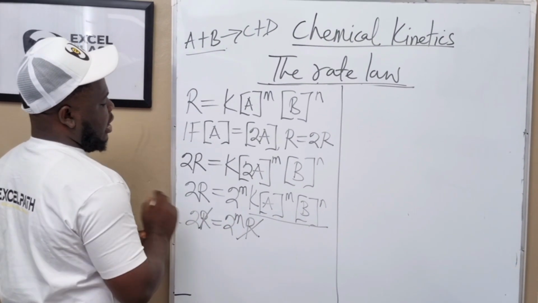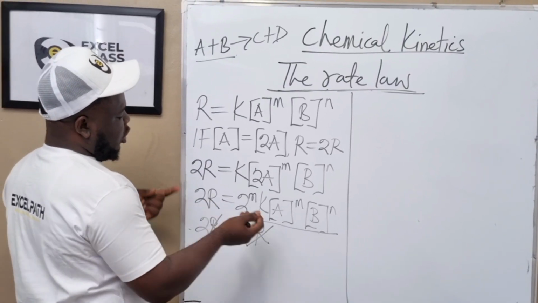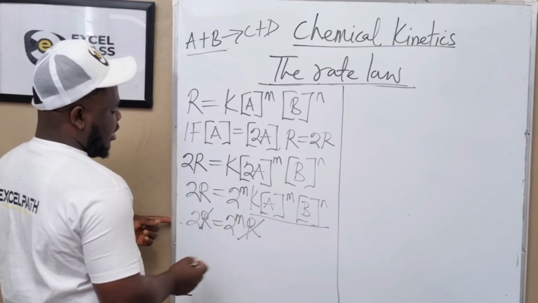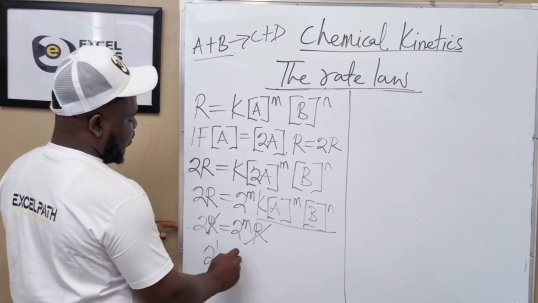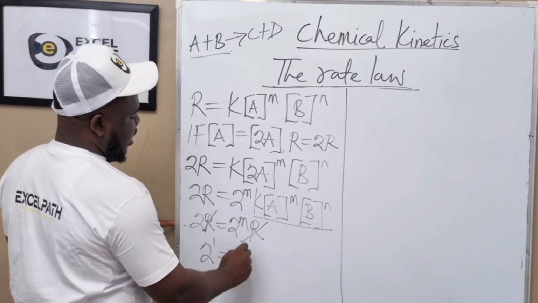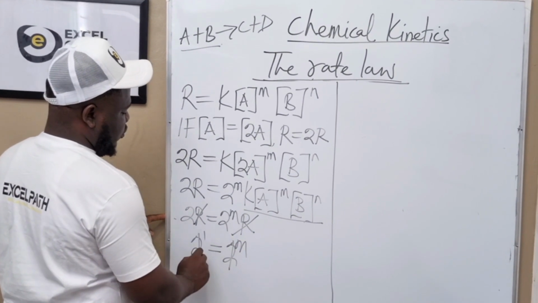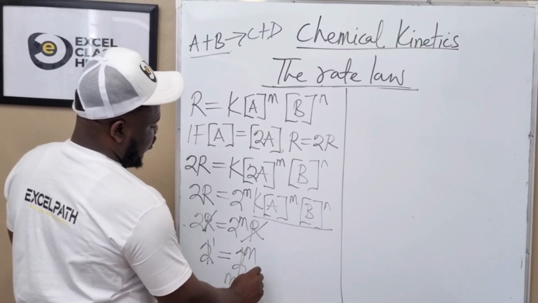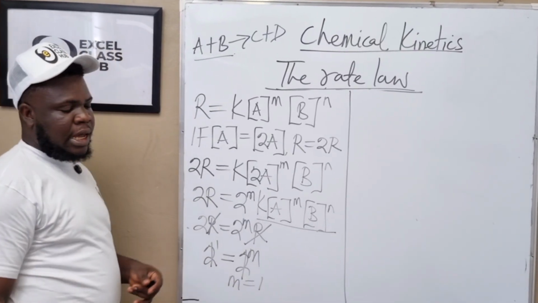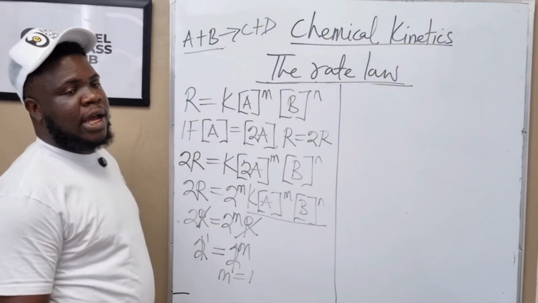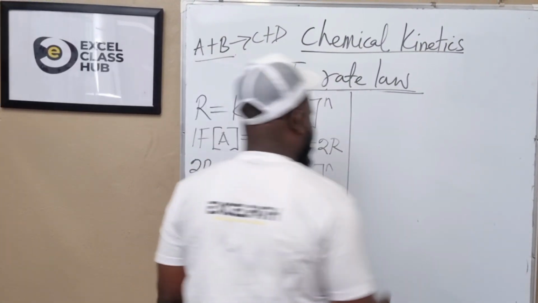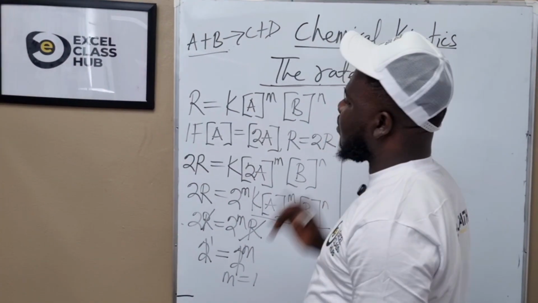R can cancel R. Now, we need to ensure that they have the same base so that they can cancel out. Remember that 2 is the same as 2 raised to power 1. So 2 raised to power 1 is equal to 2 raised to power M. 2 cancels 2. M is equal to 1. So we have gotten our M, but we are not done because we still have to look for our N. The second observation is what we will use to get our N.